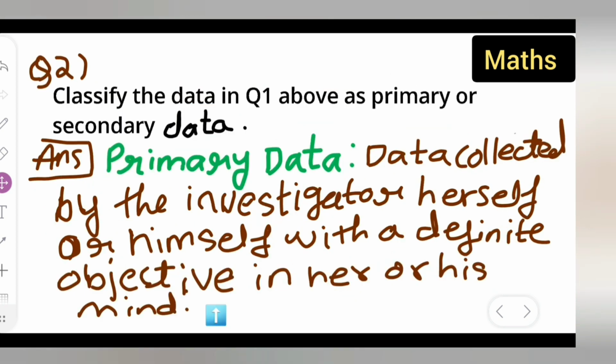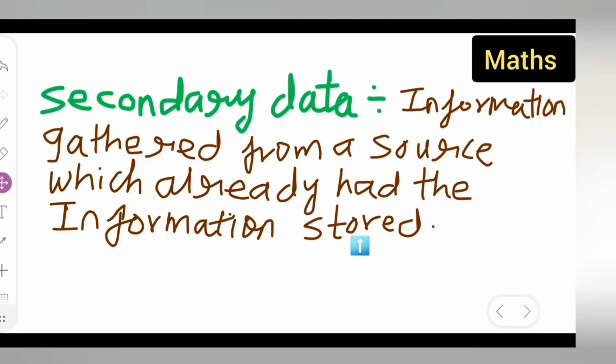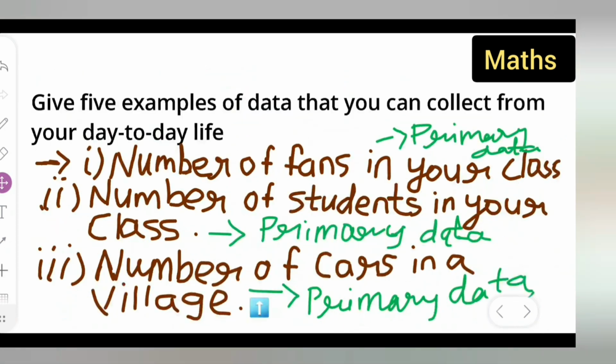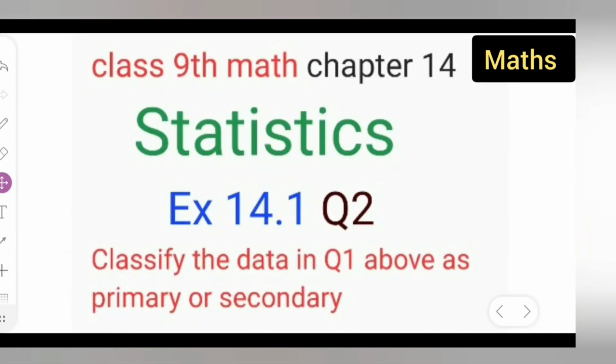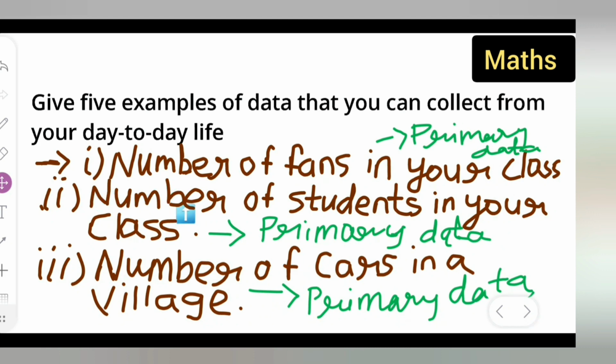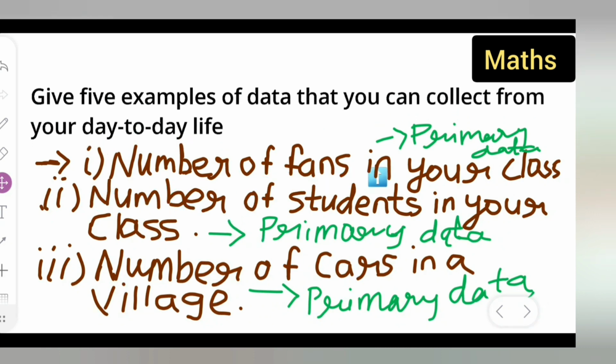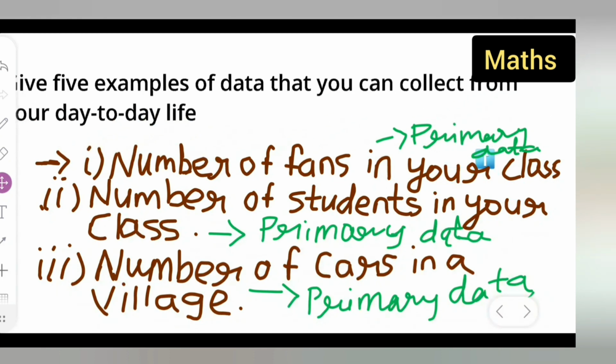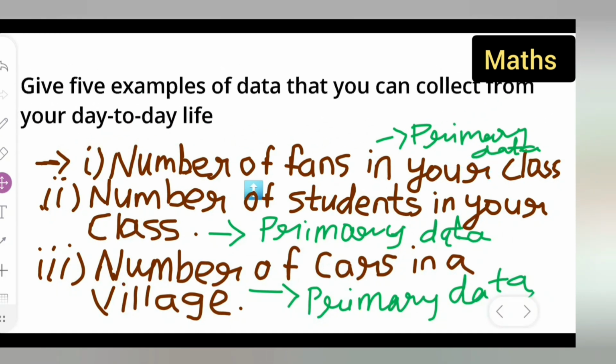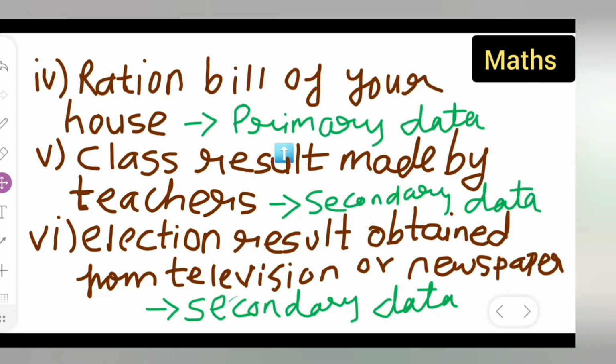You'll have to know only the definition of primary and secondary data, then this will be easy for you all. So the first one, number of fans in your class, was primary data. Next, number of students in your class was primary data again. Number of cars in a village is primary data. Ration bill of your house is primary data. Class result made by a teacher is secondary data. Election result obtained from television or newspaper is secondary data.